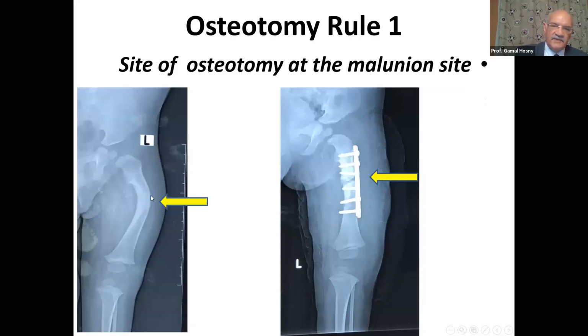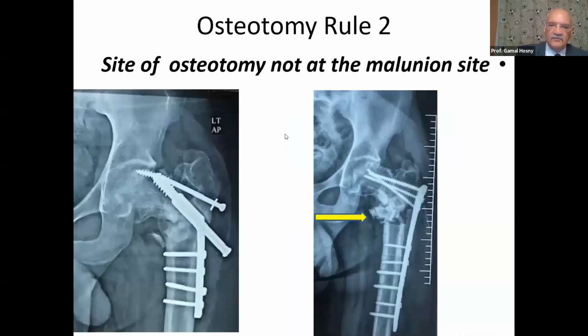This is the deformity, and this is the apex of the deformity. We did the osteotomy exactly at the malunion site, and you have an open wedge, and this is osteotomy rule number 1. We have alignment of the mechanical axis, a normal mechanical axis. This is osteotomy rule number 2.